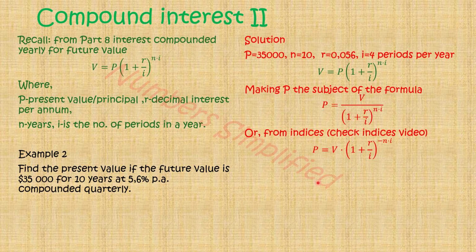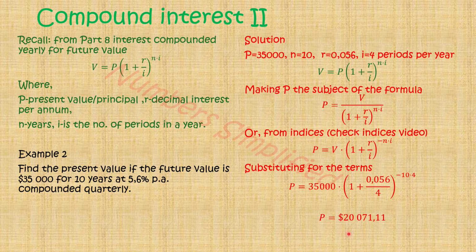Now we go on to substitute for all the other terms that we were given. So for V, 35,000, for R, 0.056, for I, 4, and N, 10. So simplifying further, we are going to get P being equal to $20,071.11.